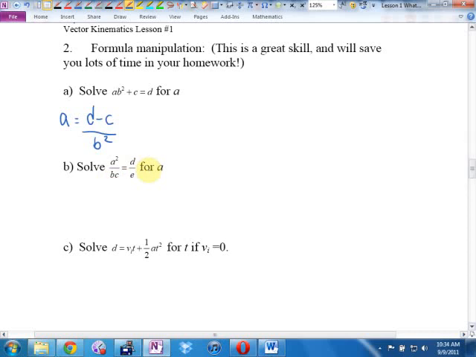And all I do is move stuff around until whatever I want is by itself on the top. So you know what I would do? That BC, I move it across and to the top. And I have A squared equals BCD over E. How would I get rid of a squared? Sean. Great big square root of BCD all over E.